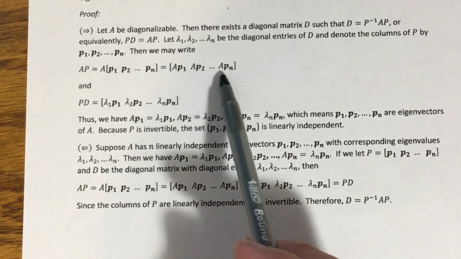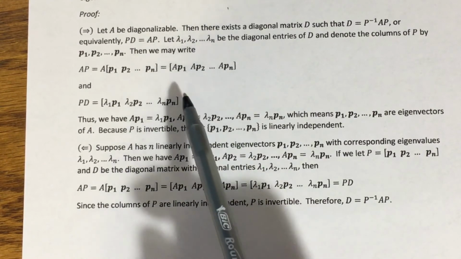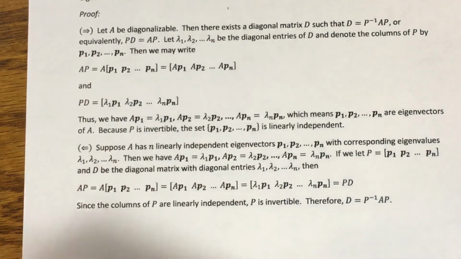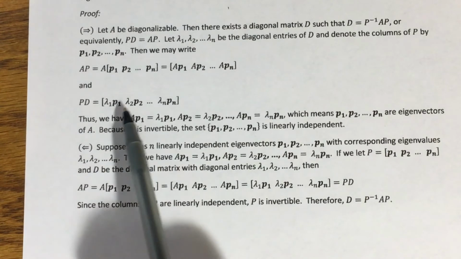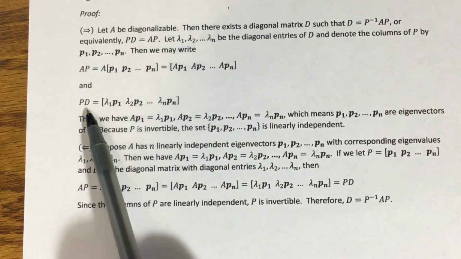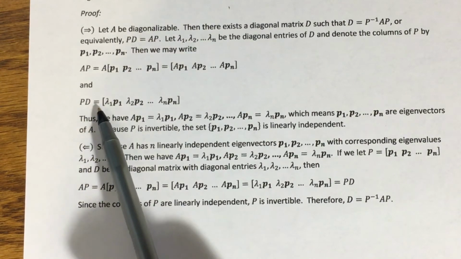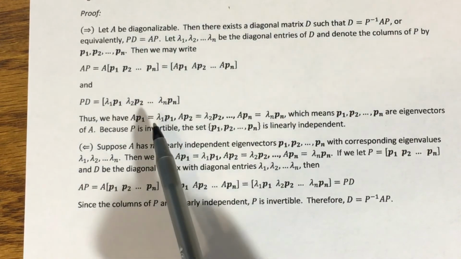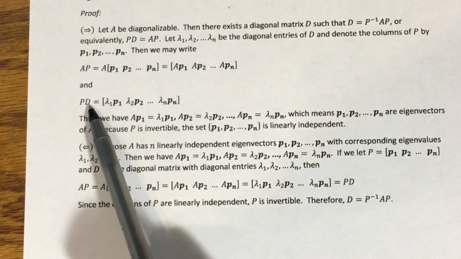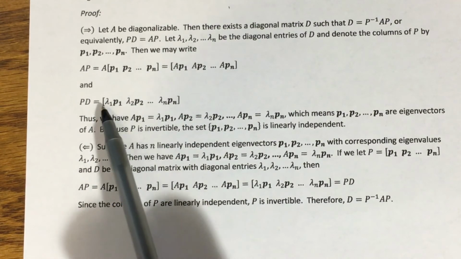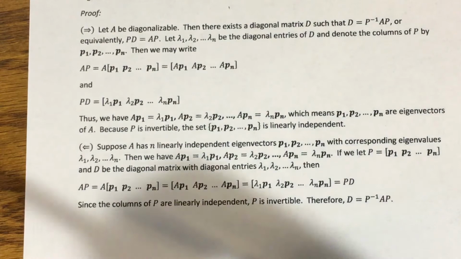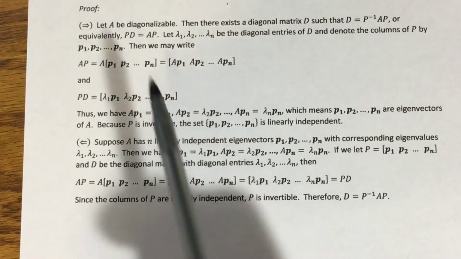AP1, AP2, all the way through to the last column, APn. It looks like the distributive property, even though that's technically not what that is. Also, PD would be equal to this. We know that with diagonal matrices, if I multiply any matrix by a diagonal matrix where the diagonal is on the right side, then each entry on the main diagonal of that diagonal matrix is being multiplied to an entire column of this matrix here. So PD will look like this based on what we know about diagonal matrices.